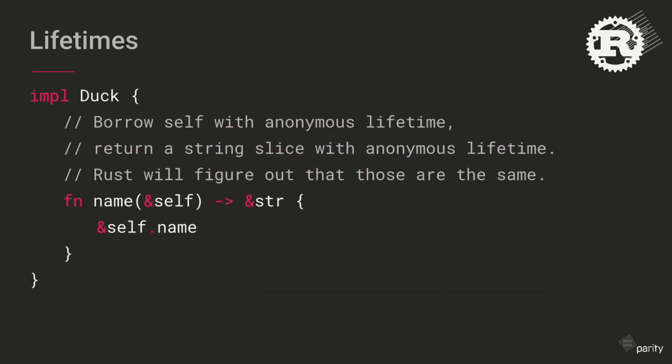So for a simple example, I have my DAG from previous examples. I borrow self and I return a borrow of a string slice. So I borrow name from self. I borrow self and I return a borrowed value. And Rust is actually smart enough to figure out, okay, I take something borrowed and I return something borrowed. It's the same lifetime. The borrowed value cannot outlive the DAG itself.